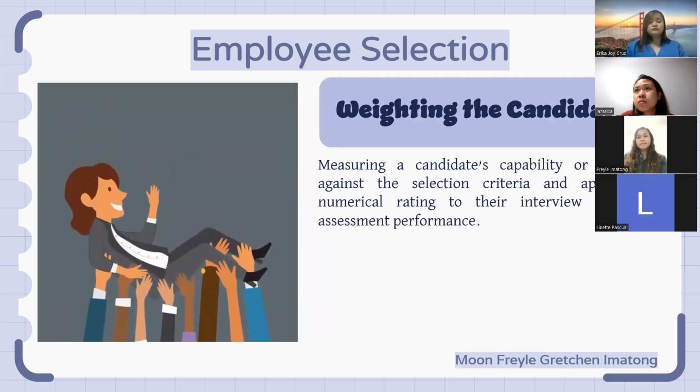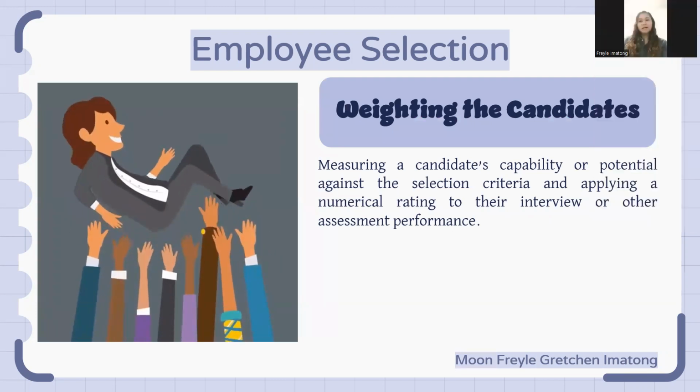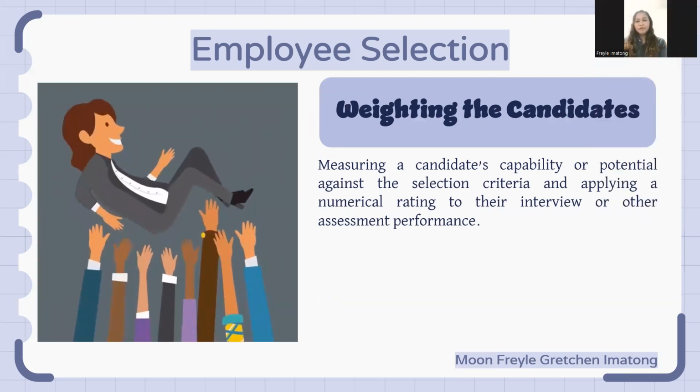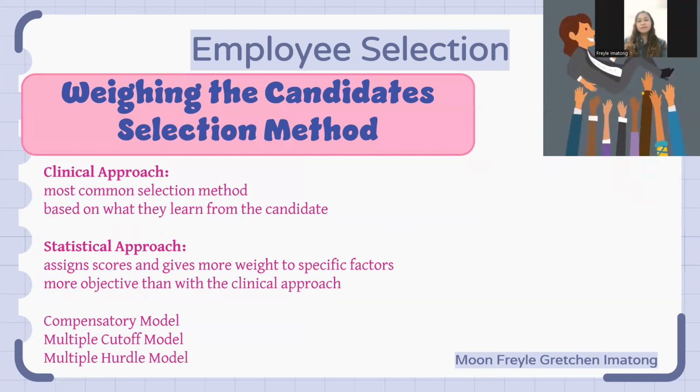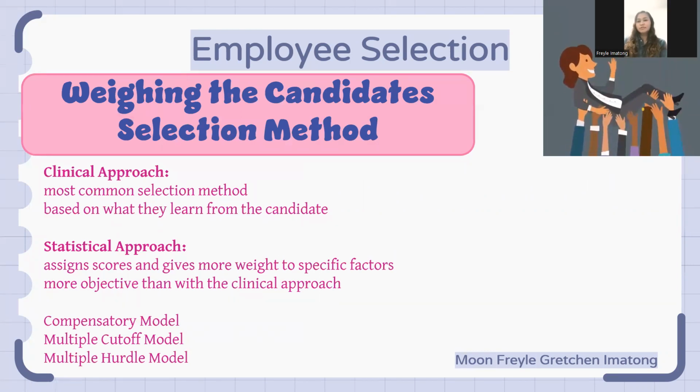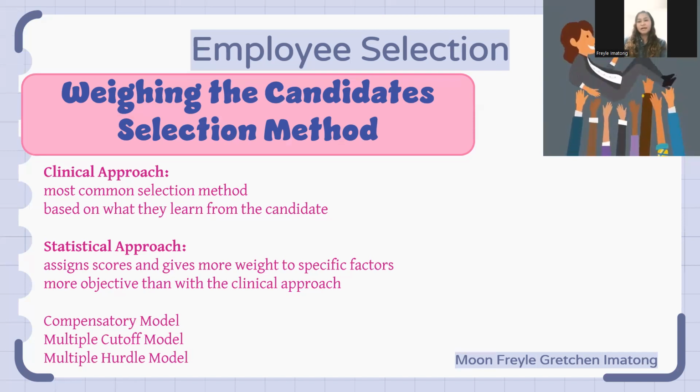Once the interview process is complete, we can now proceed to weighing our candidates. Every interviewer should have a selection model. This method uses a statistical approach rather than a clinical approach. A clinical selection approach involves everyone in the hiring decision. The decision makers examine the data and decide who should be hired based on what they learned from the candidate and the information they already have.